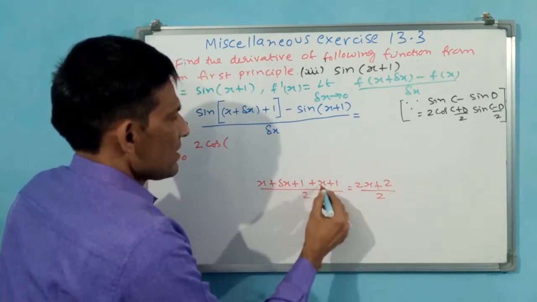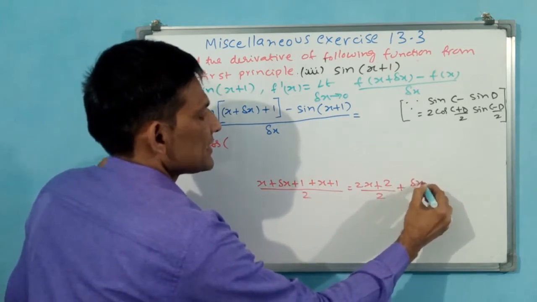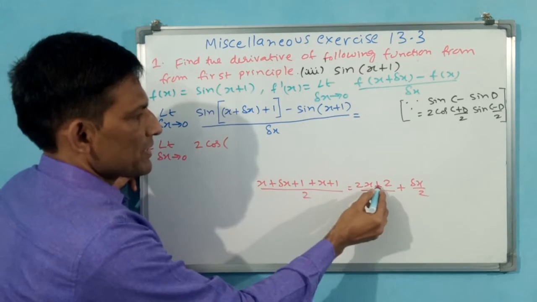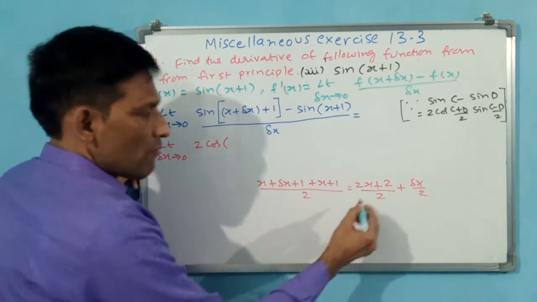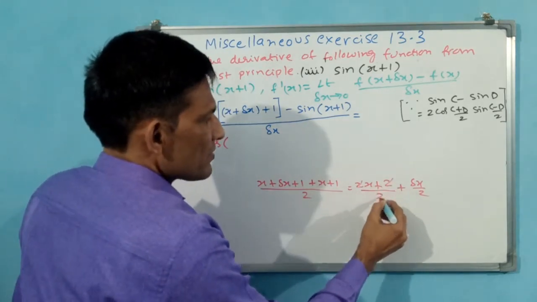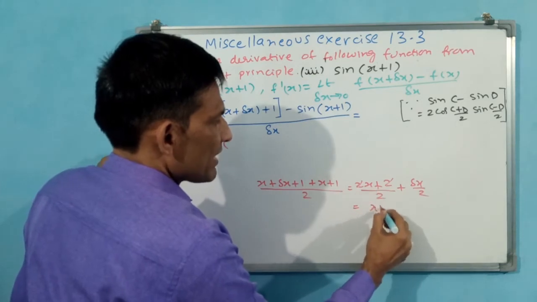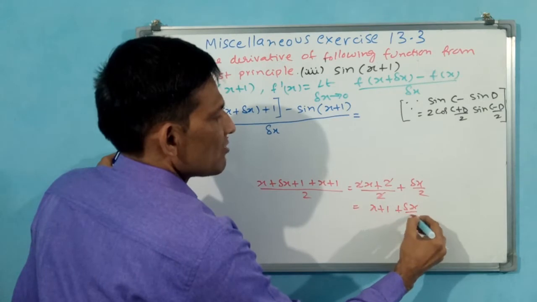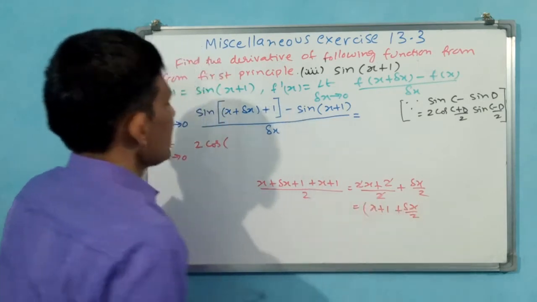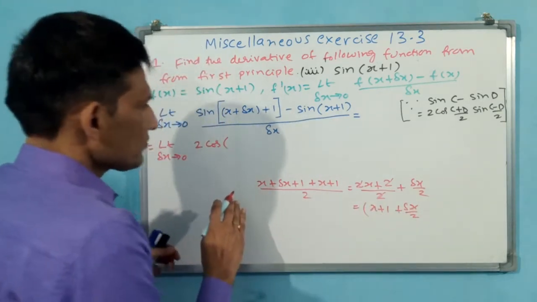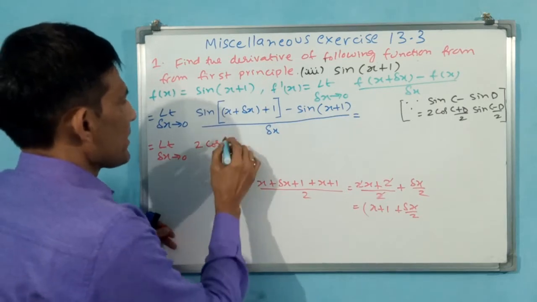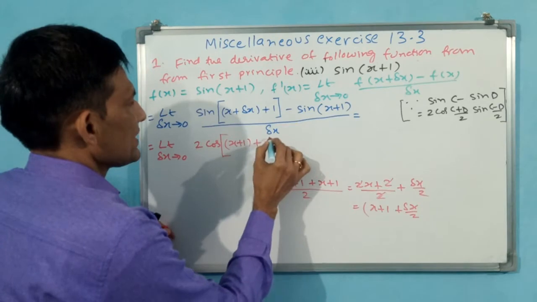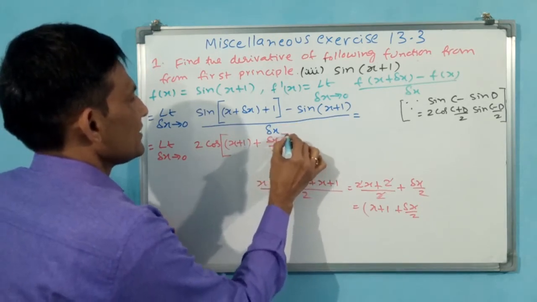Separately I am writing plus delta x by 2. Delta x, separately I am writing. You see, x plus 1, 2x plus 2 by 2. Why? Because you see 2, 1, 1 it is going to get cancelled. That means x plus 1 plus delta x by 2. This we will write separately. How I am writing, you see: x plus 1 plus delta x by 2.